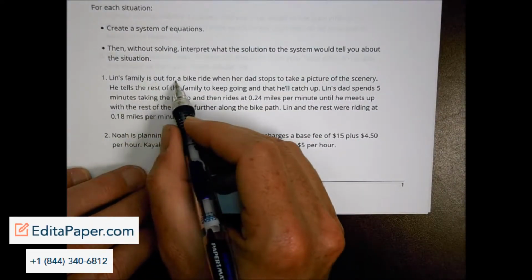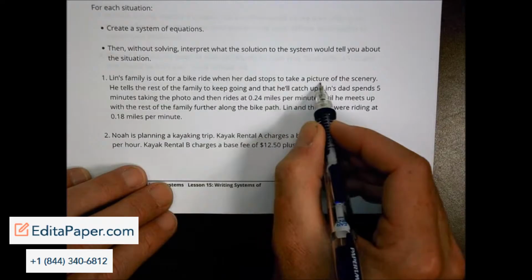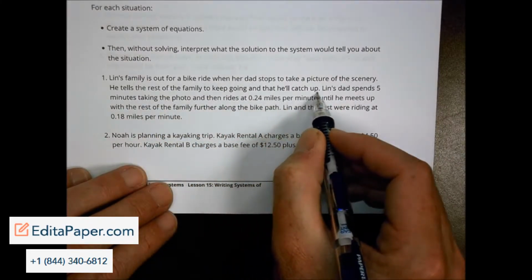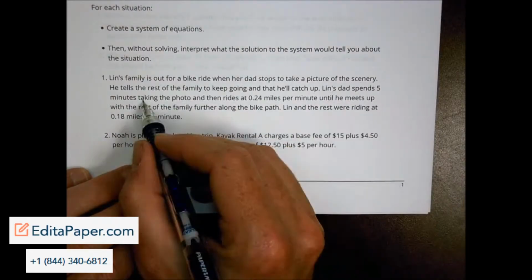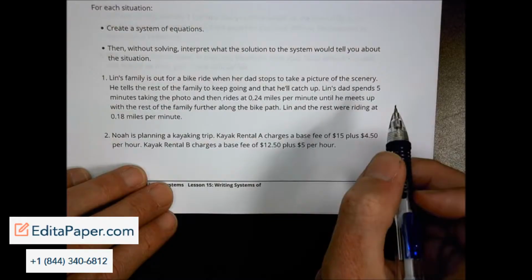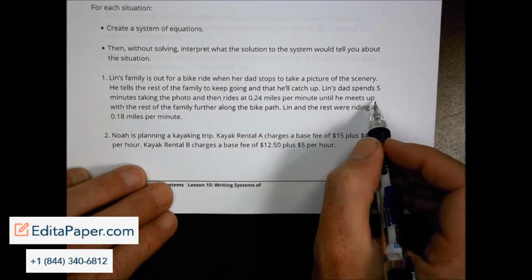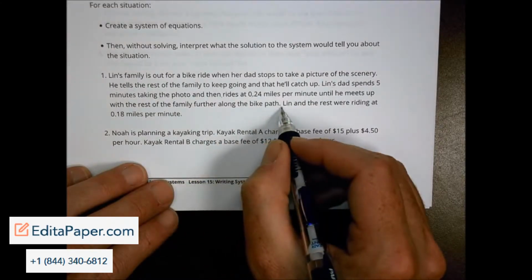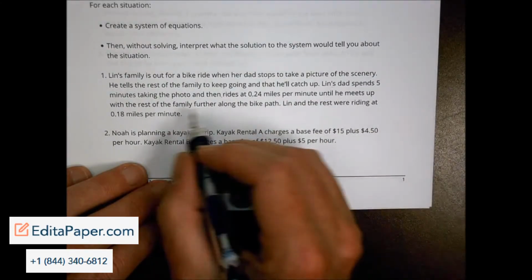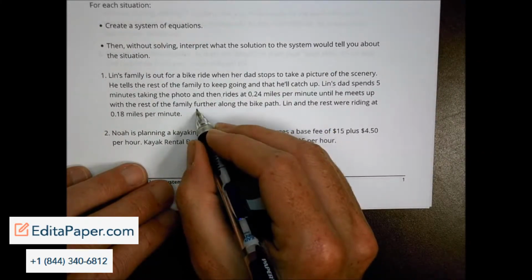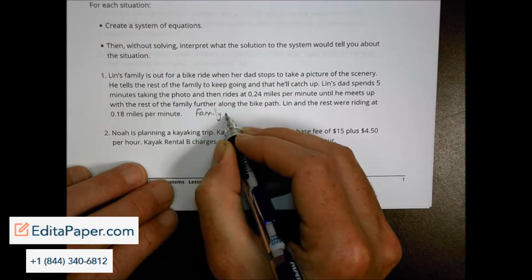It says Lynn's family is out for a bike ride when her dad stops to take a picture of scenery. He tells the rest of the family to keep going and that he'll catch up. Lynn's dad spends 5 minutes taking the photo and then rides 0.24 miles per minute until he meets up with the rest of the family. Okay? And for a long path, Lynn and the rest were riding at 0.18 miles per minute.